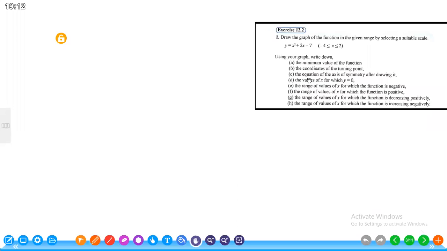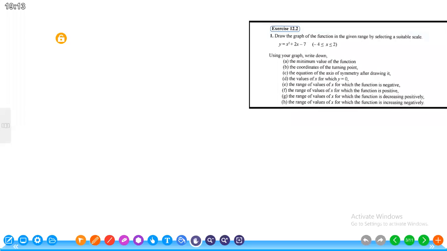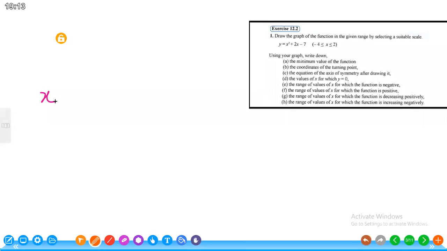Here the range is given, right? Now first, before drawing the graph, I prepare the table of values to find the y values corresponding to the x values given in the range of x greater than or equal to negative 4 and less than or equal to 2, right? First prepare the table values. X: negative 4, negative 3, negative 2, negative 1, 0, 1, 2.